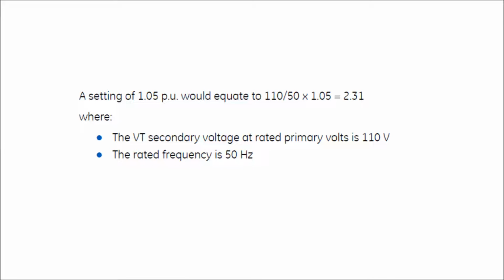Now as the PT secondary voltage at rated primary volt is 110 volt and rated frequency is 50 Hz, the per unit value will be the rated secondary phase-to-phase voltage by rated frequency, that is 110 by 50, which is equal to 2.2. So a setting of 1.05 per unit would be equal to 110 by 50 into 1.05, which is equal to 2.31.